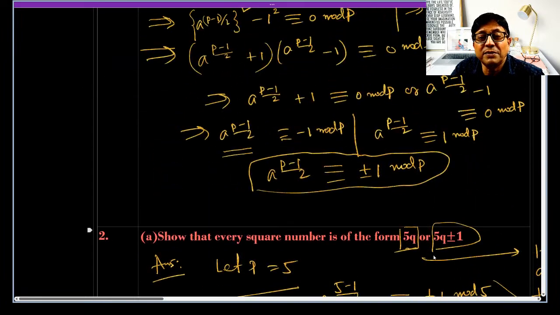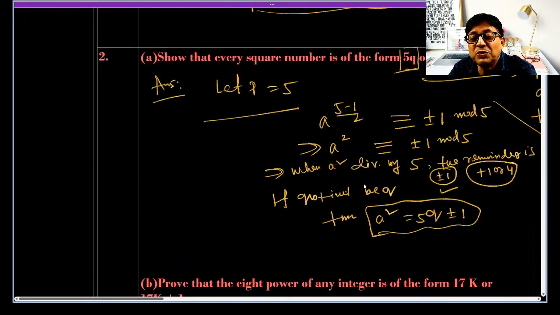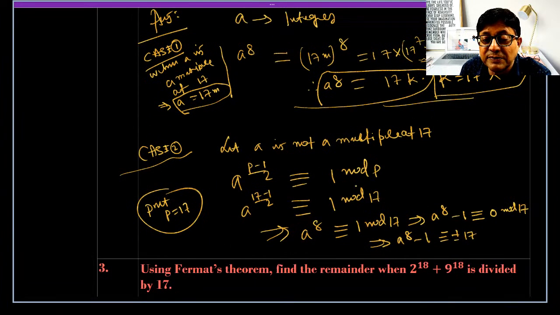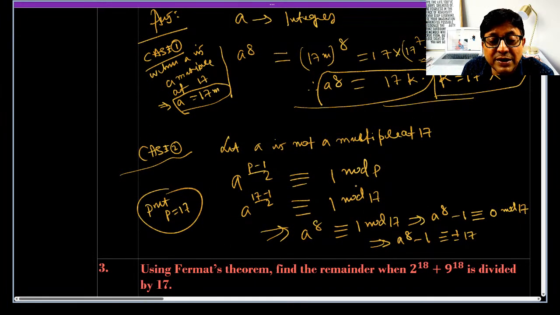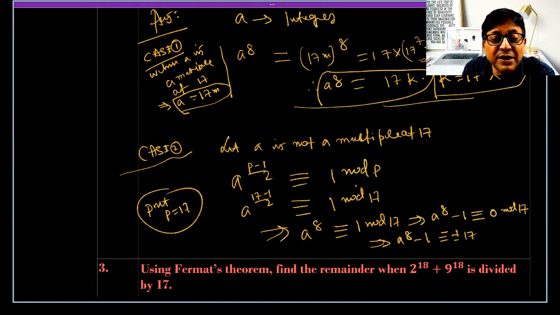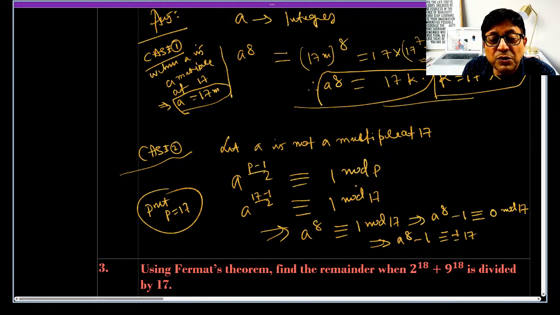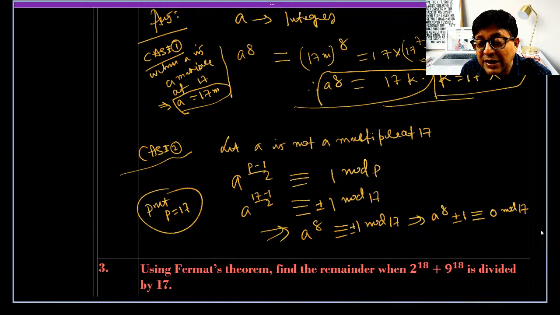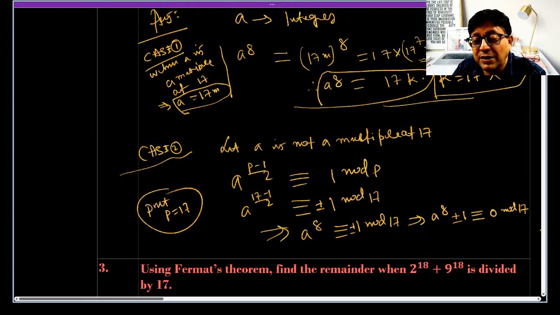What you have got there? A to the power (p minus 1) by 2 congruent with plus minus 1. So you write plus minus 1 here. A to the power (17 minus 1) by 2, plus minus. So you put plus minus over there. This plus minus 1 is 0 mod 17.